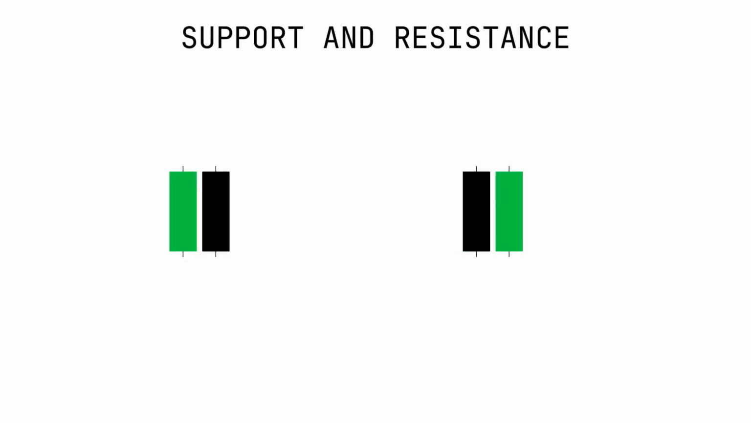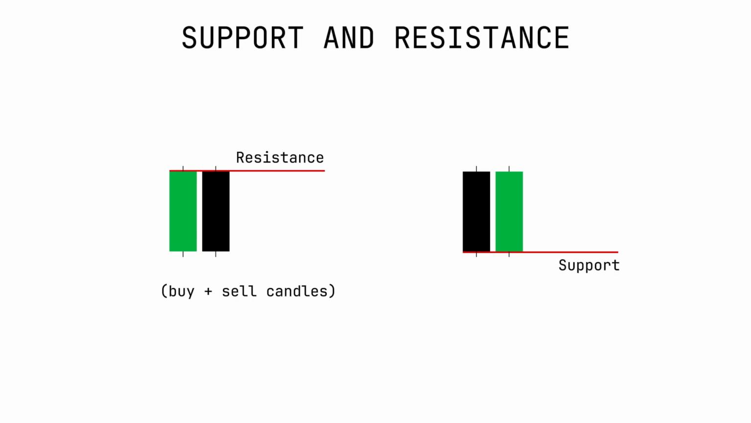First, let's note the two types of levels that form in the market for a full understanding of this tool: support and resistance. A resistance level is formed when there are two candles, the first being a buy candle and the second a sell candle. Where the first candle closes and the second candle opens is our resistance level. A support level, in turn, is a formation where the first candle is a sell candle and the second is a buy candle. Where the first candle closes and the second opens is our support level.